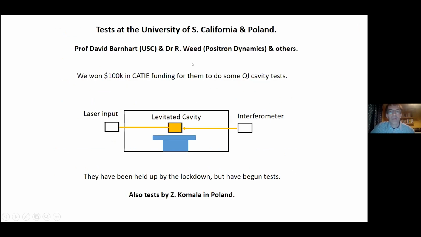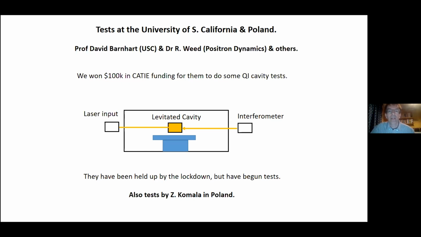There are also tests going on in California at the University of Southern California. I've been collaborating with Professor David Barnhart at USC and Dr. Ryan Reed with Positron Dynamics and a few others. We won some funding from CATIA, which is a Californian aerospace funding body, for them to do some QI cavity tests. But because of COVID, these haven't been done yet.